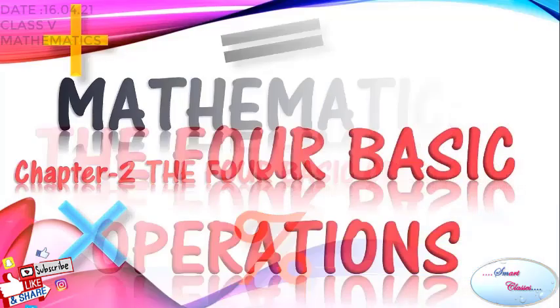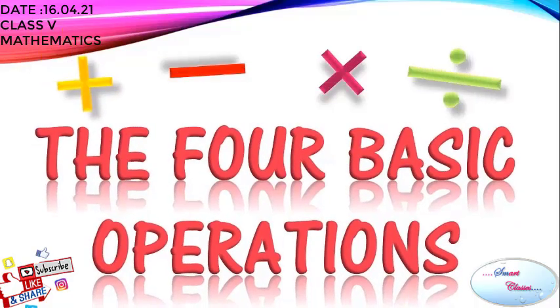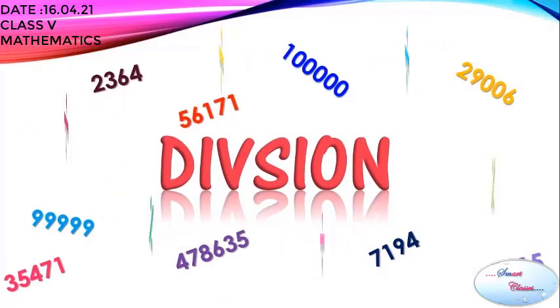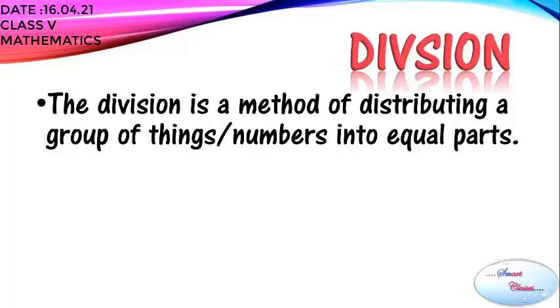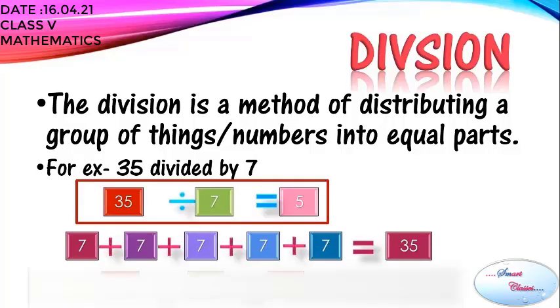Today, we are going to discuss another topic from the chapter The 4 Basic Operations. The name of the topic is division. What is division? Division is a method of distributing a group of things or numbers into equal parts. For example, 35 divided by 7 will give us 5, which also means that 5 times 7 is equal to 35.